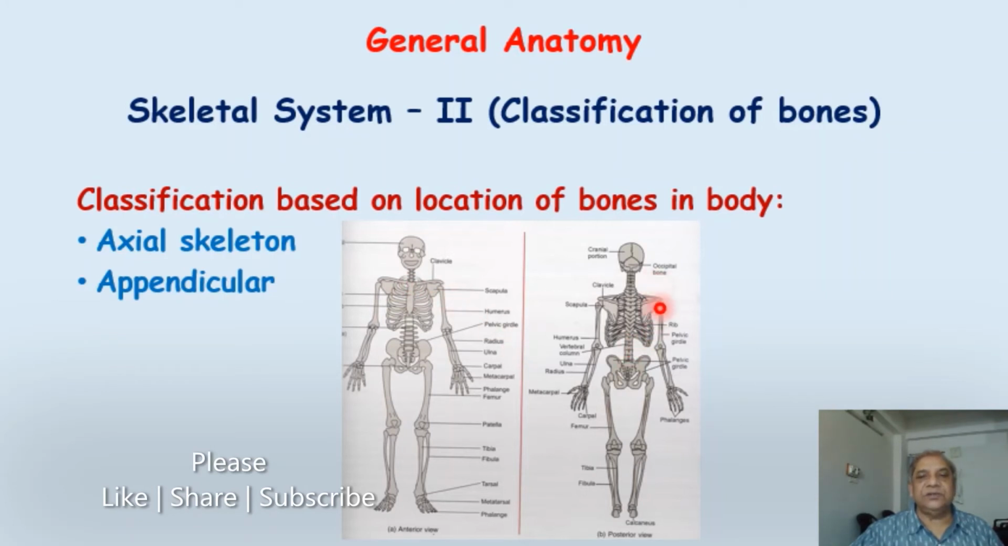Appendicular skeleton, you already know, are those bones which form the bones of the limbs, upper limb, lower limb, and the girdles also, pectoral and pelvic girdle. So all these bones, the skeleton, are also classified in two different ways, axial skeleton and appendicular skeleton. Okay, let's move to the next slide.